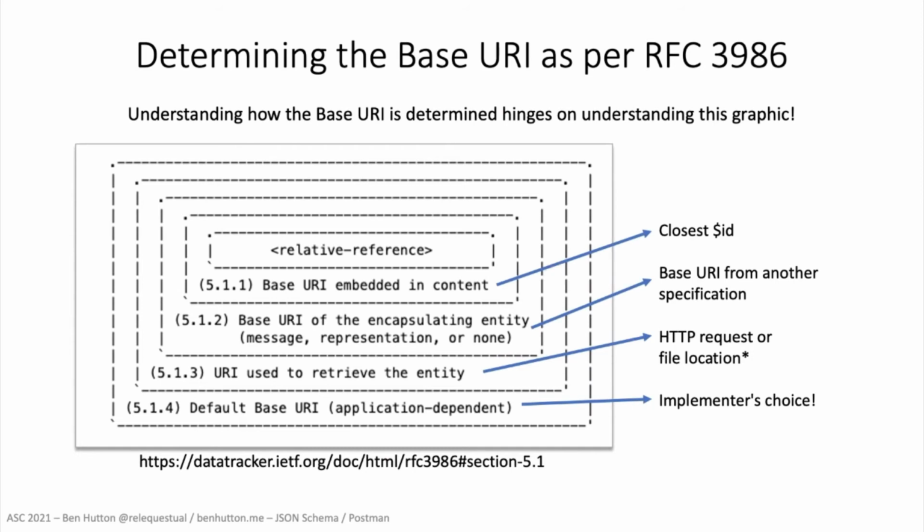5.1.3 Retrieval URI. This is usually going to be a URL which you have used to make an HTTP request, but it could also be a file protocol URI if an implementation has been told to use files in a given folder and it has loaded them in with the knowledge of their original location on disk in a folder structure.